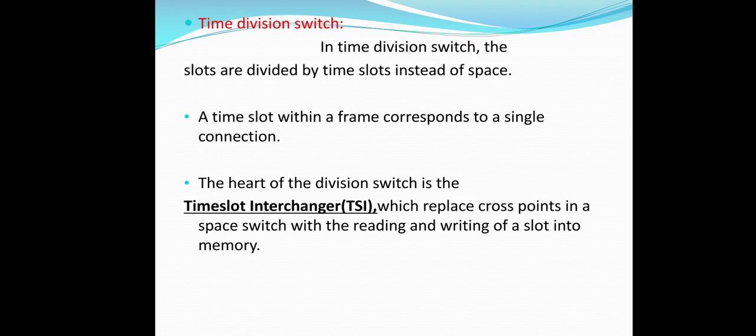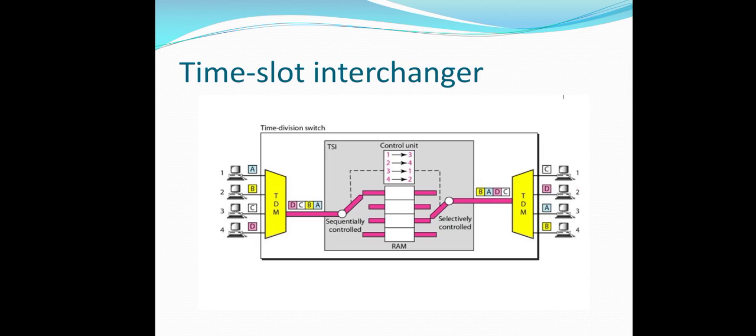The heart of the time division switch is the time slot interchanger, also known as TSI, which replaces cross points in a space switch with the reading and writing of a slot into the memory. The time slot interchanger is used to change the ordering of the slots based on the desired connections.